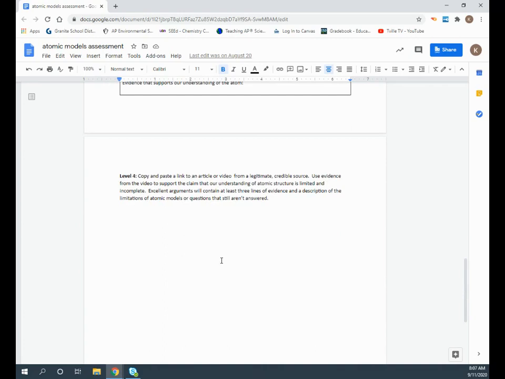For the level 4 tasks, the description is here. You are going to have to do some research. Either find some videos online or find an article that talks about questions that still aren't answered with atomic structure.